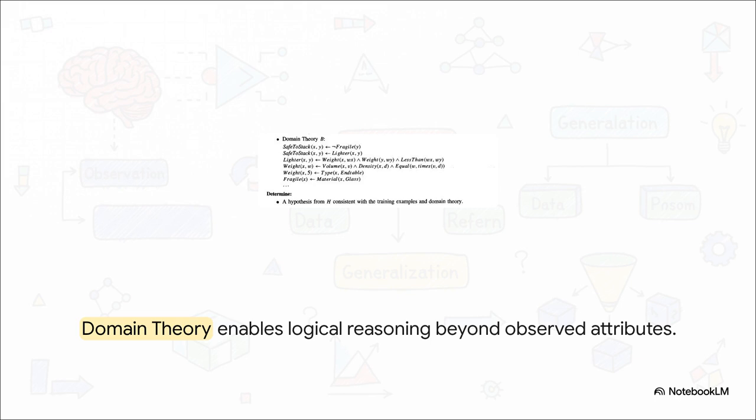For instance, the domain theory might state an object is fragile if it's made of glass, or an object is lighter if its weight is less than the other object. Notice how predicates like lighter and fragile weren't even mentioned in our original training example. The system is literally using its background knowledge to deduce much deeper logical truths.